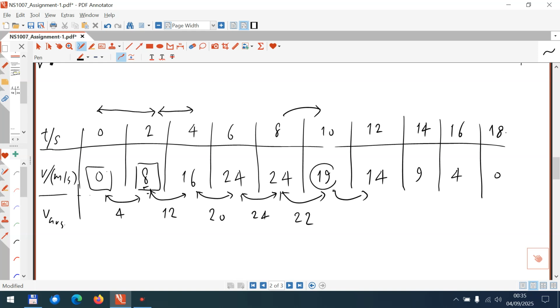Similarly, the average between these two, 19 plus 14. So if you replace this 19 with 20 for simplification, it will be 20 plus 14, which is 34, and 34 divided by 2 is 17, right? 17.